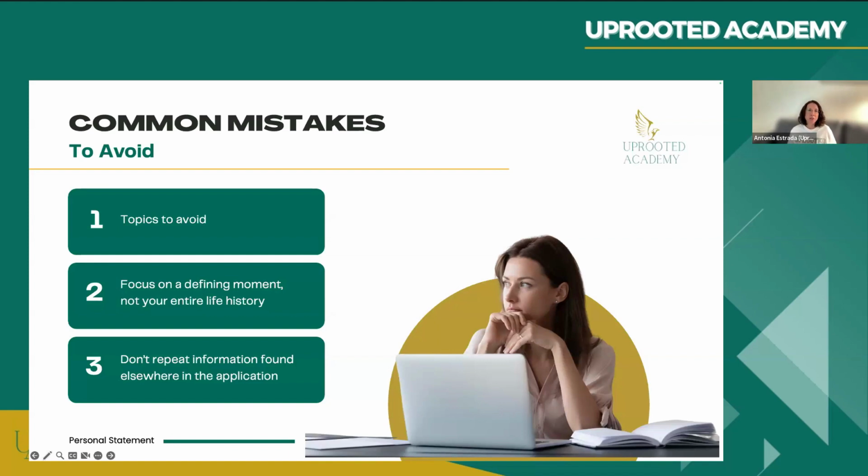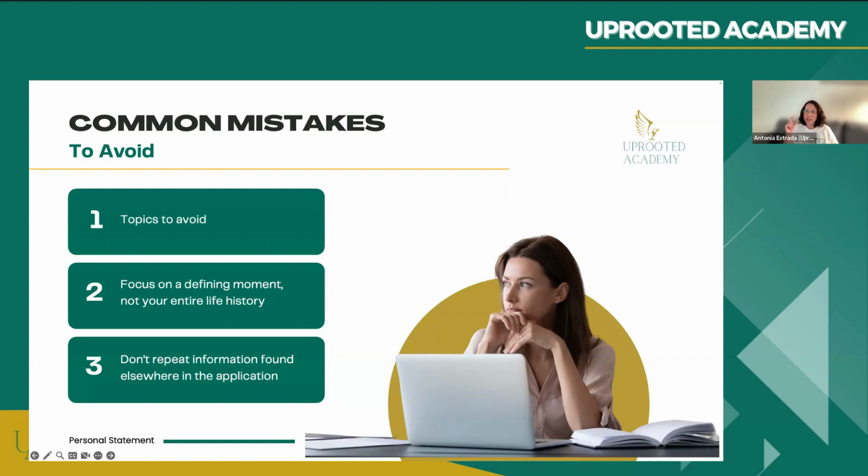So common mistake number 2 to avoid: focus on a defining moment, not your entire life history. A common error in college essays is trying to cram in your entire life story, a timeline of your life, into the essay. But the personal statement is not that. It's not a resume, it's not an autobiography. There just aren't enough words. It's 650 words, which is really not a lot.